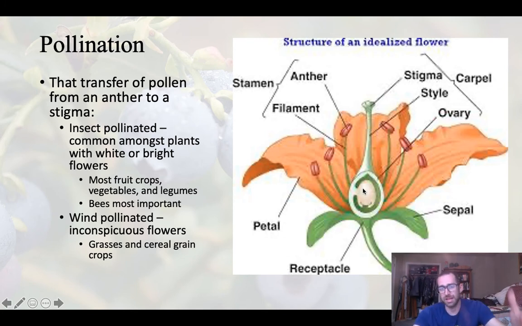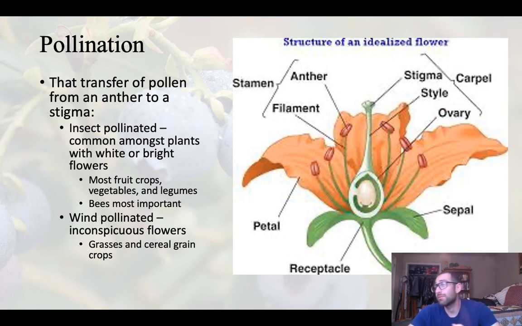Within each ovule is an egg cell and some other cells. So pollination is simply the transfer of that pollen to the stigma. There are two main types: insect-pollinated plants and wind-pollinated plants. With your insect-pollinated plants, typically they will have bright flowers or white flowers. They're trying to attract insects to them. Most of your fruit crops, vegetables, and legumes are insect-pollinated, and within them, in terms of pollinators, bees tend to be the most important as pollinators.